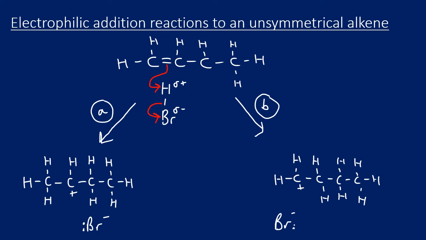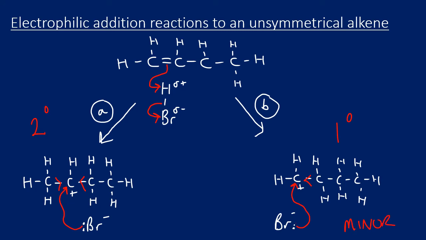Now the one on the left is classed as a secondary carbocation because it's got 2 R groups. The one on the right is classified as a primary carbocation because it has 1 R group. Now we know that the secondary is more stable than the primary because it's got 2 electron donating R groups. Therefore, mechanism A will be the major product because it's the most stable intermediate, and option B with the least stable intermediate will cause our minor product.